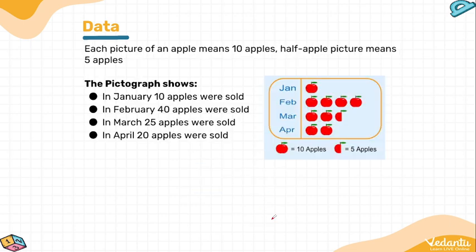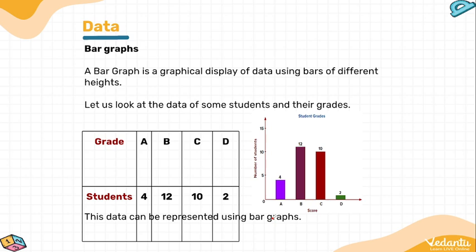Next comes each, so that what I explain here: January 10 apples, February 40 apples, March 25 apples, in April 20 apples. This is what I explained to you. Next comes bar graphs. Now, what is this bar graph?